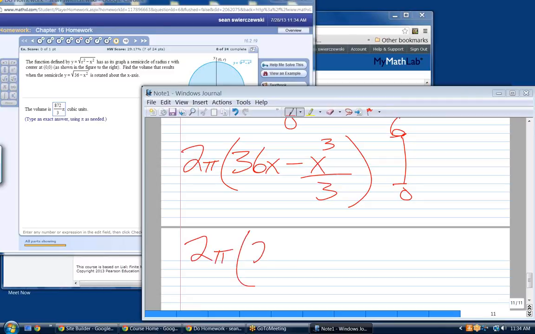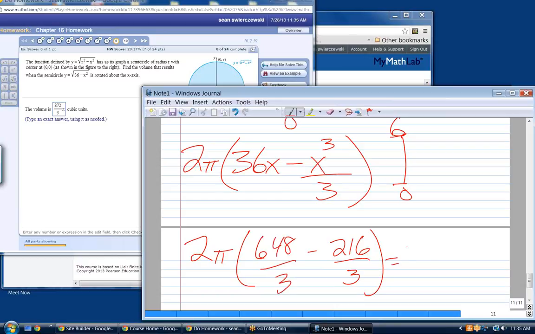So this is 218 minus 218 over 3. Notice 36 times 6 is 216. Maybe that's where I made my mistake before. What's 216 times 3? I got to turn this into thirds. So that's 648.